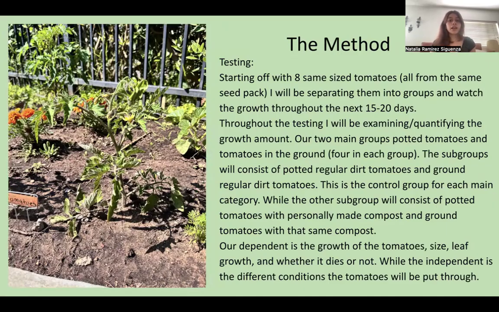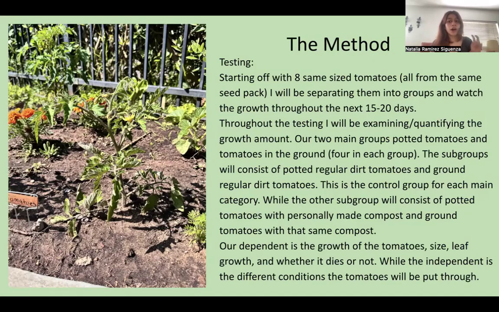Now, how my method works, although I explained it, I'm going to re-explain it in a better way. Basically, I started off with 8 tomatoes, two together, so three separate groups. They were all around the same size, varying by about 1 inch, which was documented. I separated them into the groups and watched them for about 15 to 20 days. I documented it every 3 days, and there was noticeable growth. They actually grew pretty quickly, to my surprise, as I didn't know that they could grow that quickly. Throughout the testing, I examined and qualified the growth amount. Every 3 days, I came in and checked it out.